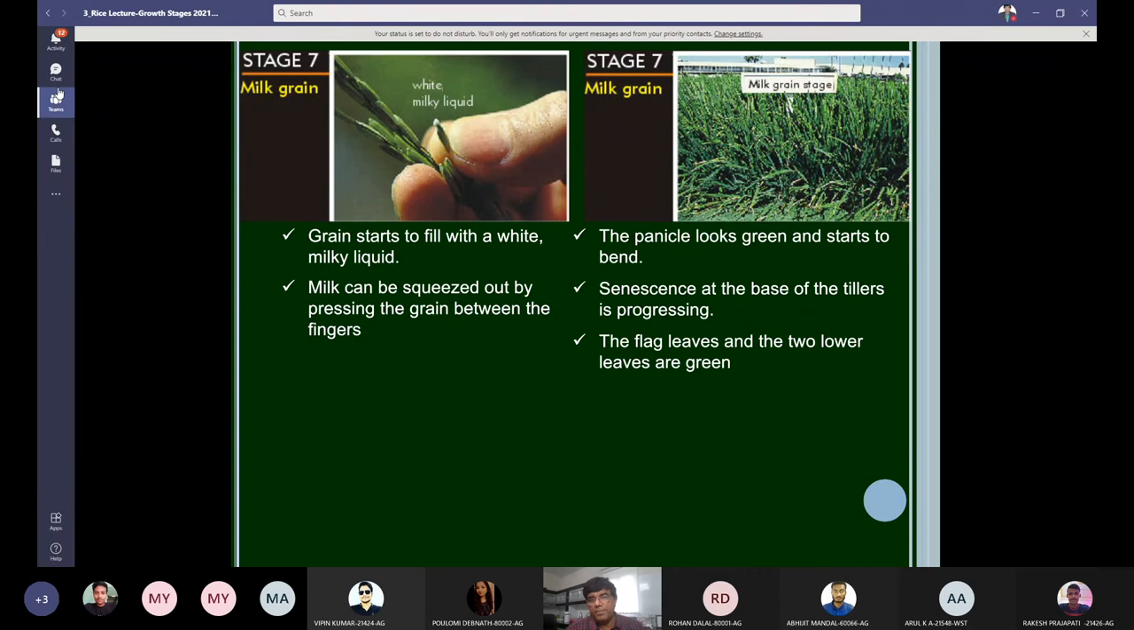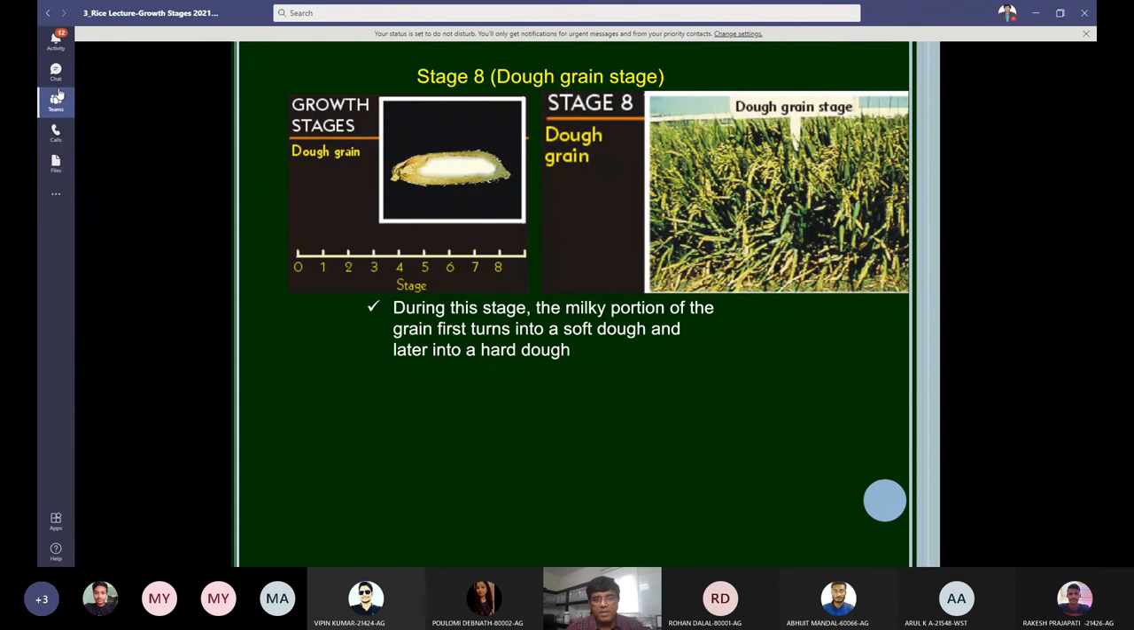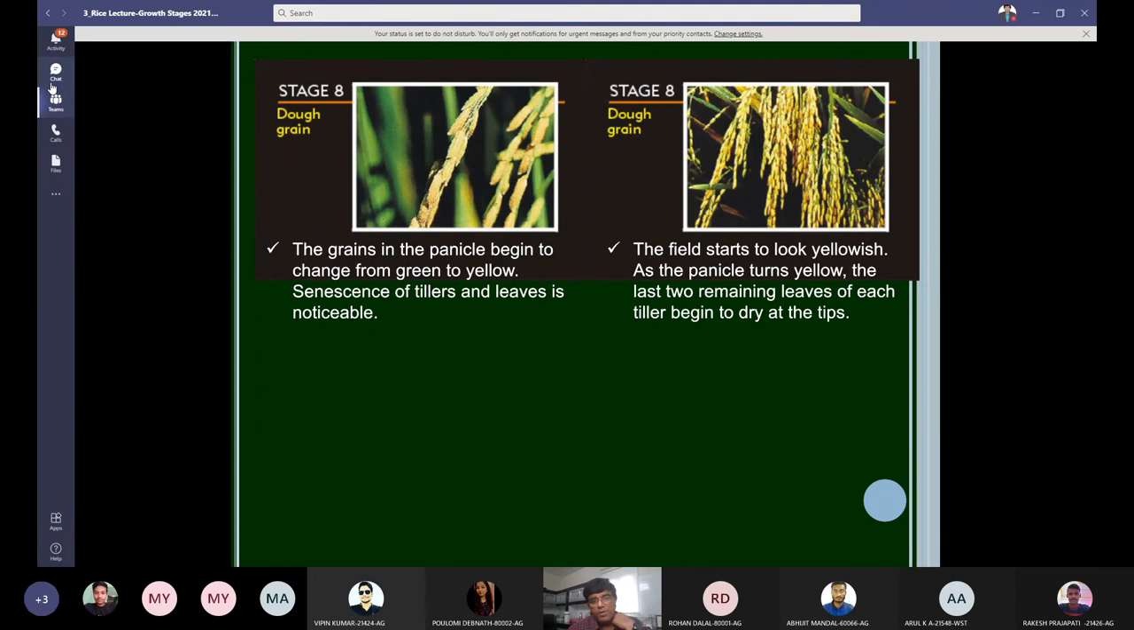Senescence at the base of the tillers is progressing, meaning the leaves are dying. The flag leaf and the two lower leaves are green. And now this is the dough grain stage. During this stage, the milky portion of the grain first turns into a soft dough, like when you put water in the flour and do some activity, and it becomes a paste. So this is dough, and later it turns into a hard dough. The grains in this panicle begin to change from green to yellow, because the crop is approaching the maturity or ripening stage. Senescence of tillers and leaves is noticeable. The field starts to look yellowish as the panicle turns yellow. The last two remaining leaves of each tiller begin to dry.